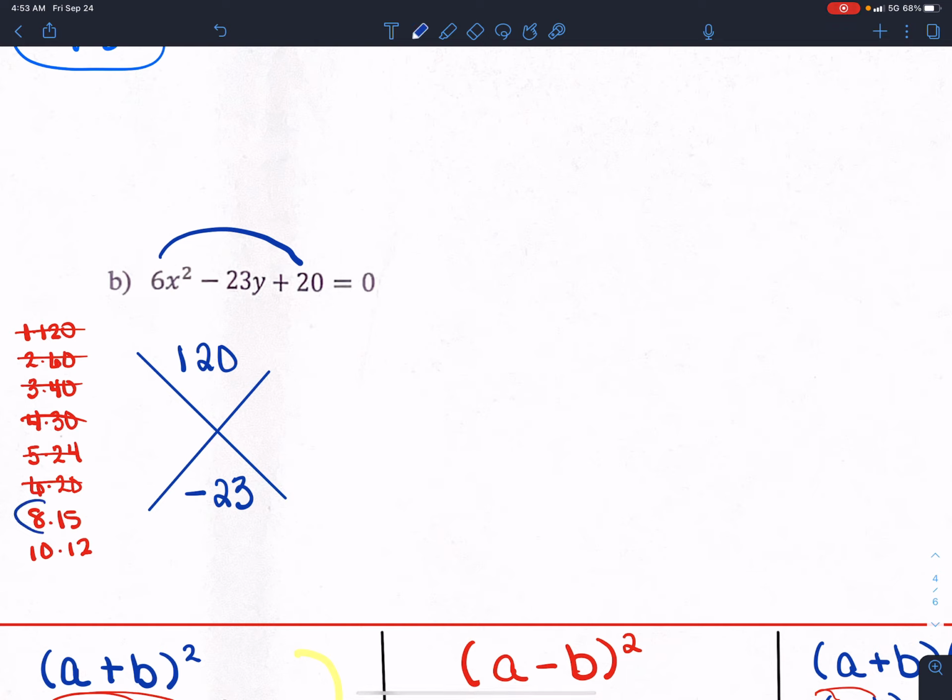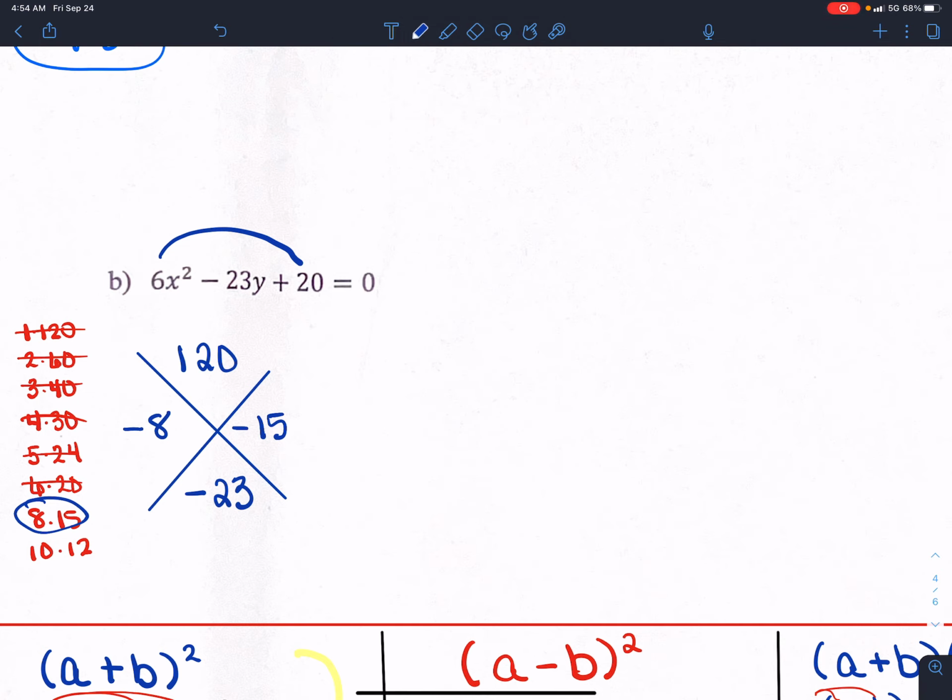Yeah, 8 and 15 would give us a positive 23. So let's try those ones. 8 times 15 makes 120. But 8 minus 15 does not, or 8 plus 15 doesn't give us negative 23. What if I made one of them minus? Nope. So in this case, they both need to be negative. Okay. All right. So once we find these two factors, that will get quicker as we go along.